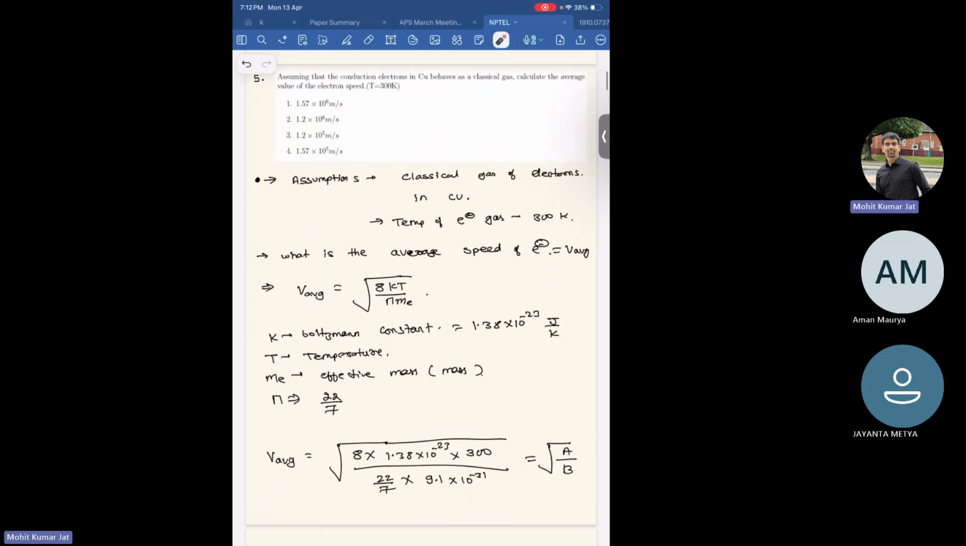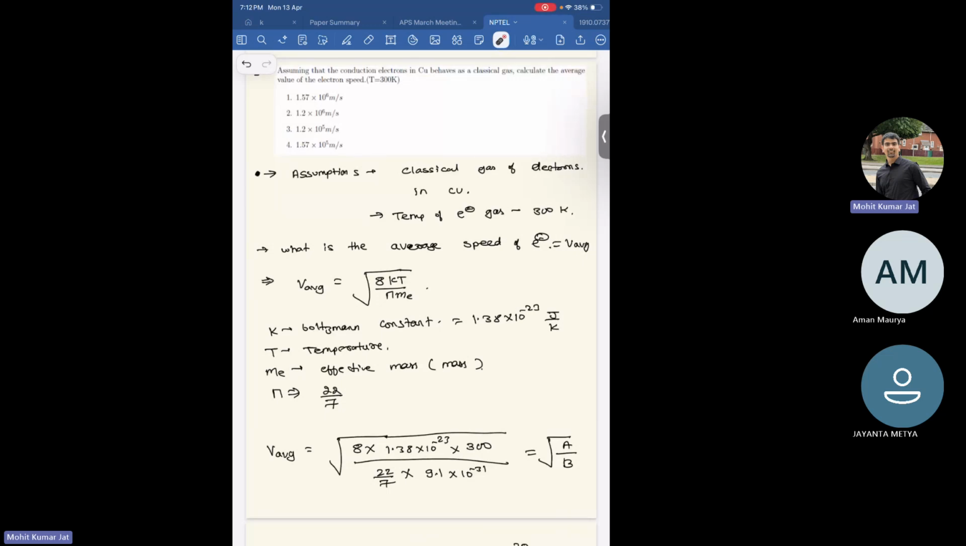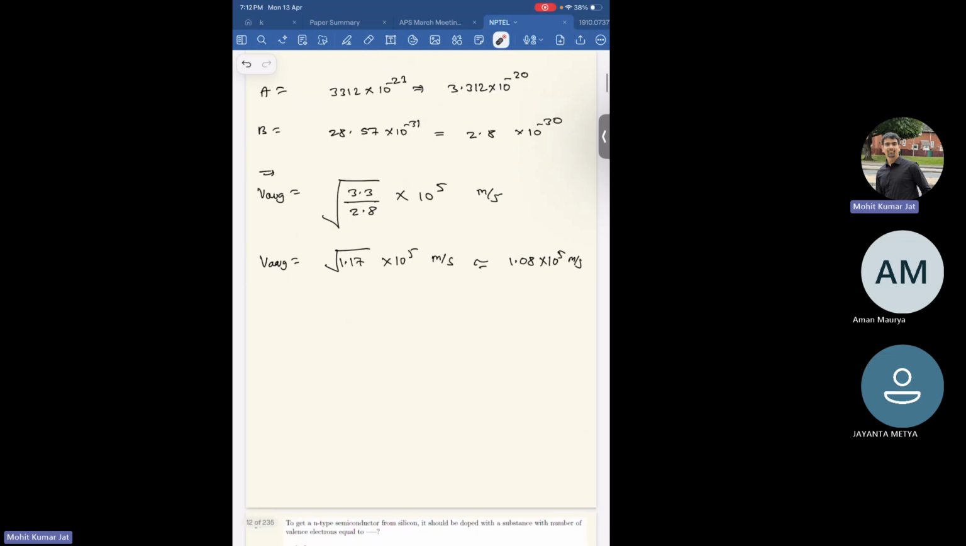So electrons just keep moving. Even if you don't apply any voltage, they will keep moving because of this thermal energy. And the speed at which they move is 1.08 times 10 power 5 meter per second.